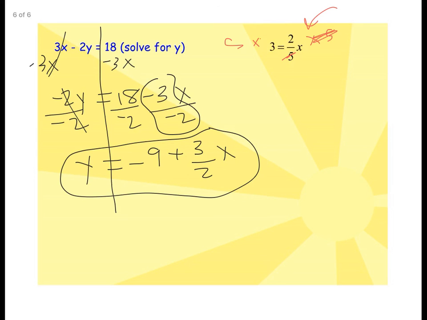So that cancels, and then I'm left with 15 is equal to 2x. And now I know to get rid of the 2, I need to divide it out. So I get x is equal to 15 halves, or if you like decimals, x is equal to 7.5.